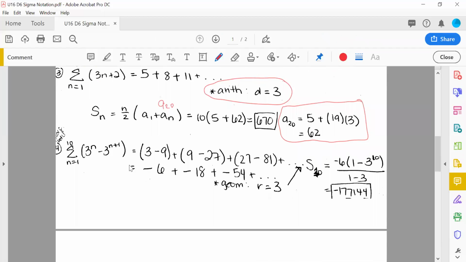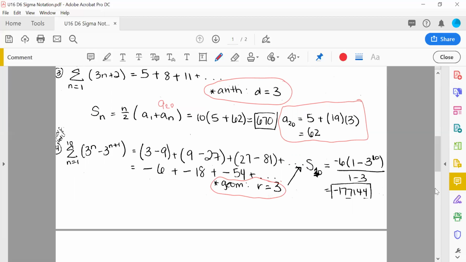Number 4. Ooh, this looks really weird, right? But the only place where I see variables are up in the exponents. So what you can do to prove to yourself that this is geometric is find the first 3 terms. Plug in 1, then plug in 2, then plug in 3. Evaluate. You get -6, -18, -54. Ooh, boy. It is geometric, and r is -18 divided by -6, which is +3.